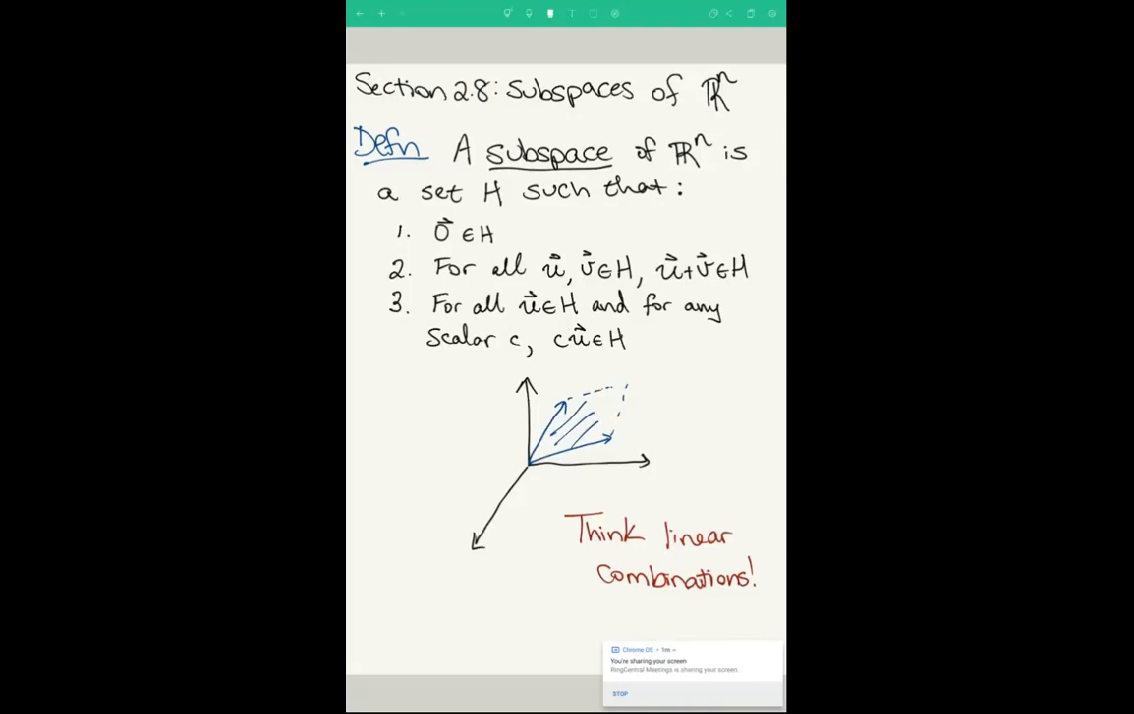More to the point of what we've been talking about, spans are subspaces. So if you think of the set of linear combinations of any vectors, that is going to be a subspace. 0 is in the span. Any vector in the span is a linear combination of our base set of vectors. So if we add two vectors together, they'll still be a linear combination. And similarly, if we take any scalar multiple, we can just scale that linear combination. So spans are also subspaces.